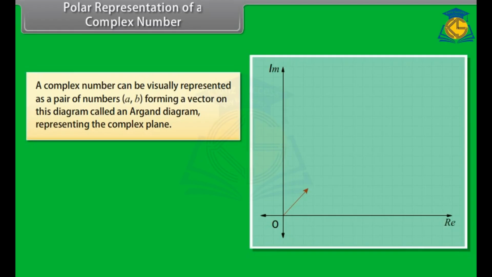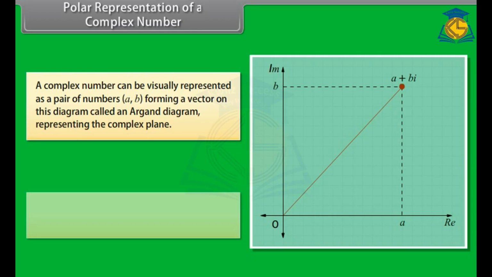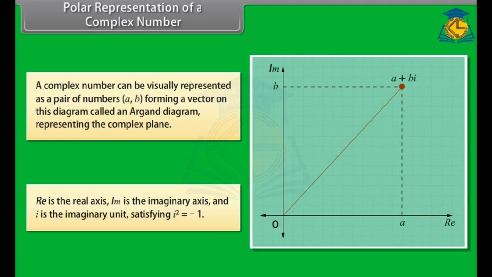Polar representation of a complex number. A complex number can be visually represented as a pair of numbers a, b, forming a vector on this diagram called the Argand diagram, representing the complex plane. RE is the real axis, IM is the imaginary axis, and iota is the imaginary unit, satisfying iota square is equal to -1.